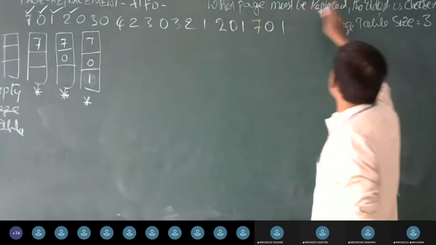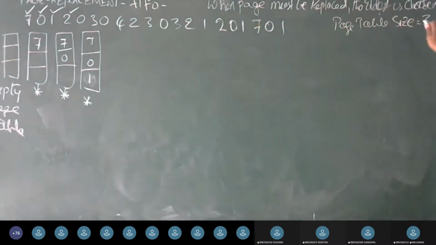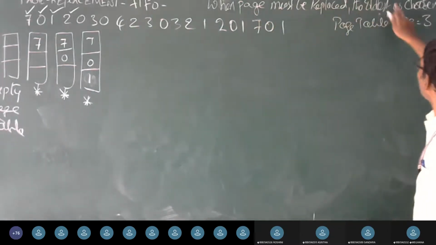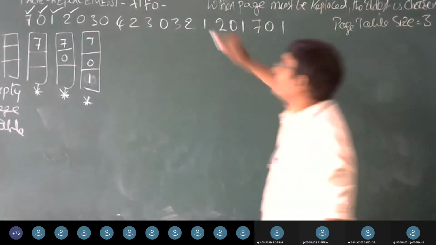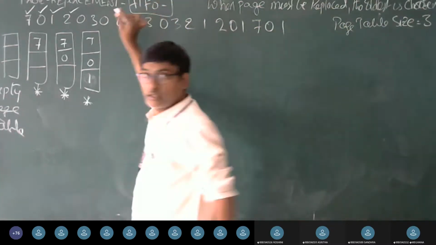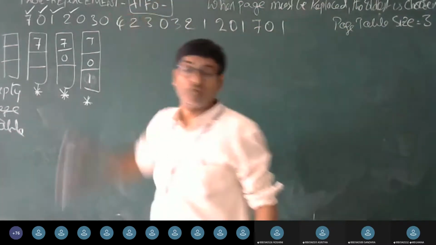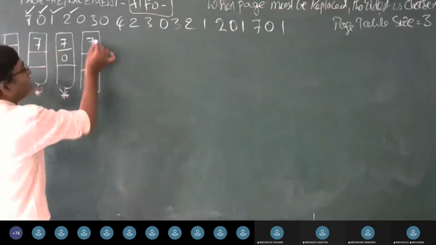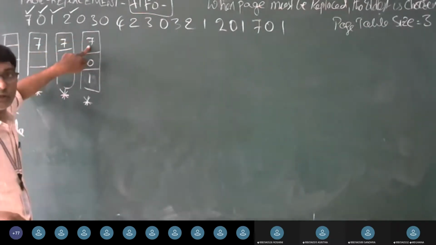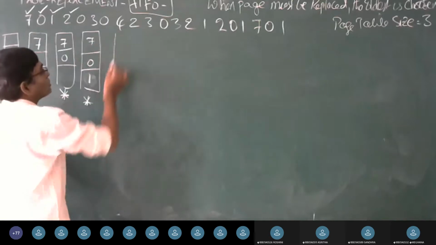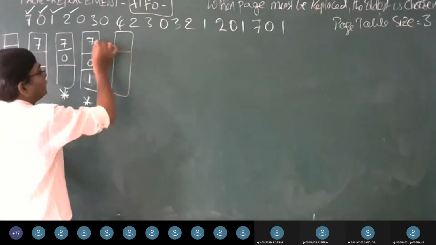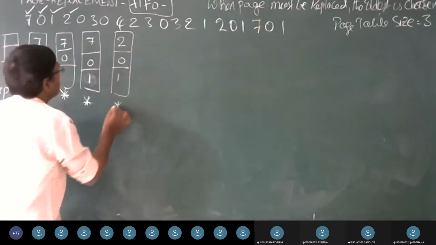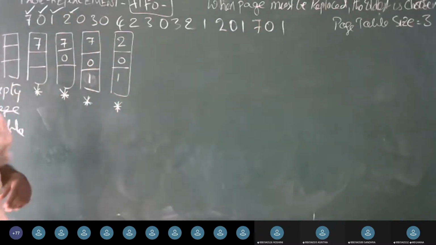When a page must be replaced, the oldest one is going to be chosen. That is why we call it the first in, first out algorithm. Obviously 7 is the oldest item, so in this case we replace the 7 with 2, giving 2, 0, and 1. So the second one is taken up.